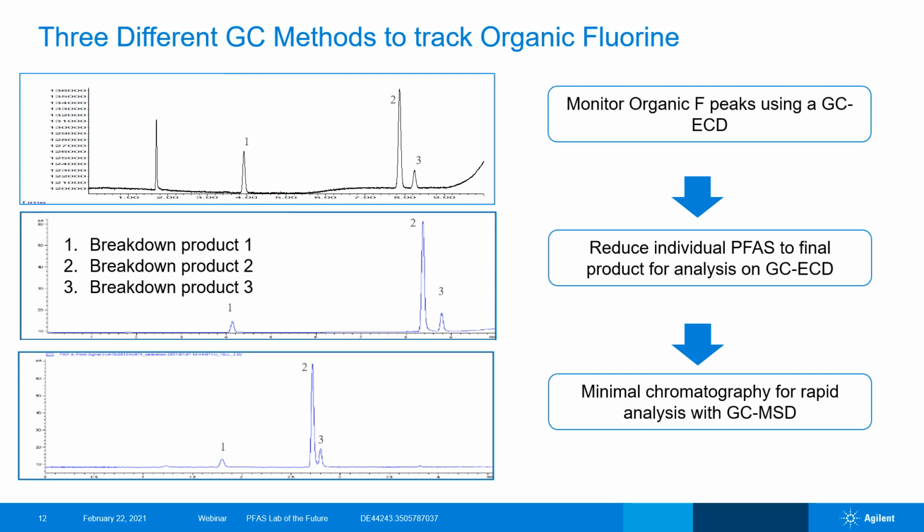A second way of looking at this is by reducing the individual PFAS to a final product that can be analyzed using a GC electron capture detector. So this can be done as well by either reducing the PFAS down to some end product that we can measure. And then finally, by reducing the chromatography, if the analysis is done by a GC mass spec, then this analysis can be done really rapidly. As shown here, you can actually do this analysis in about 4 or 5 minutes and have really quick turnaround times of measuring just the degradation product or breakdown product of the potential PFAS, and then knowing if the PFAS loading potentially in that sample is high or not for further evaluation.